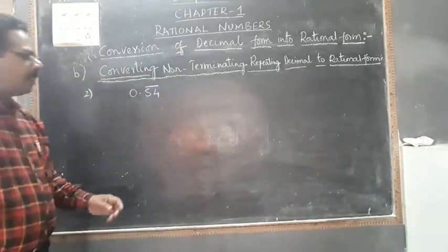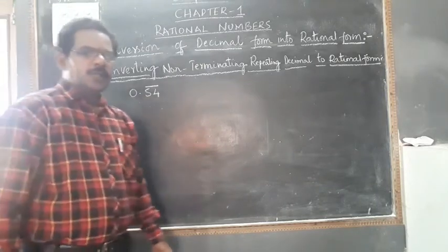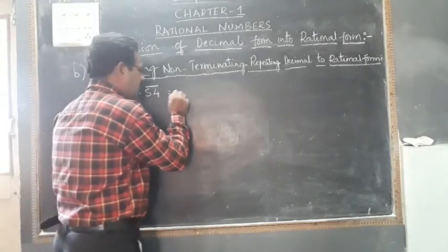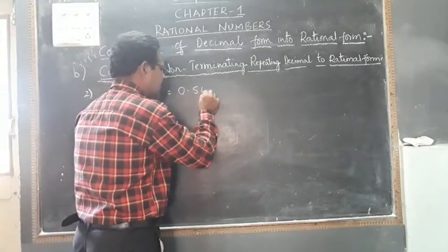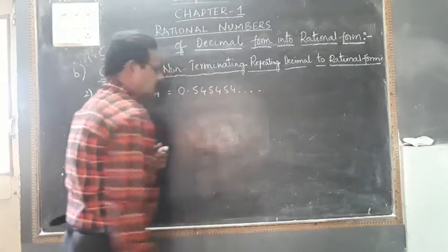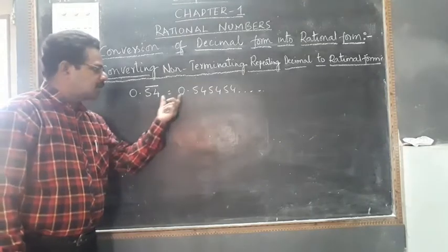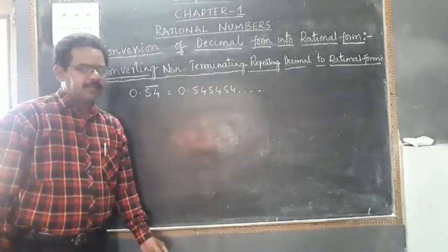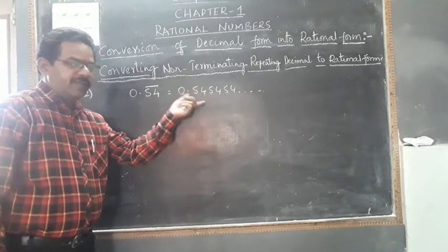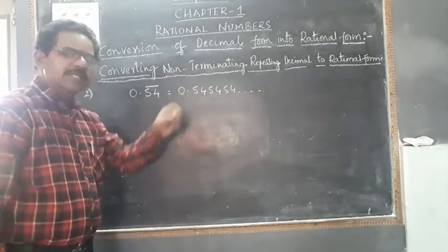Okay, now I am taking another example, 0.54 bar. So 0.54 bar, what to do? 0.54 bar means 0.545454 up to so on. That means two digits are repeating. So you can understand the periodicity and periods. So two digits are repeating. Understand? So in the previous example, only one digit repeated. Here two digits are repeating.